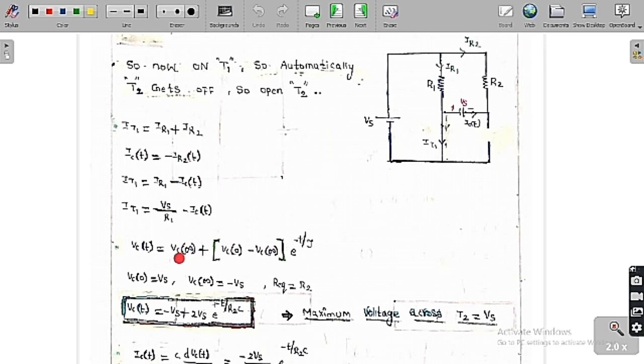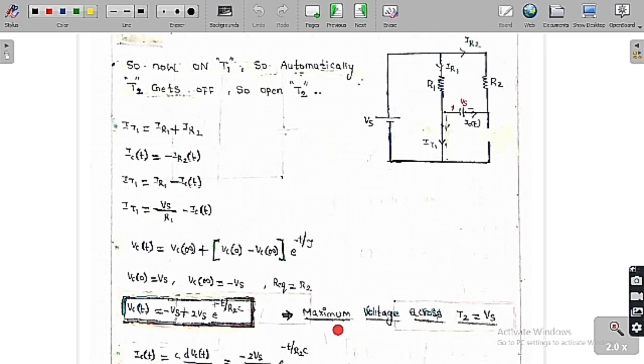So you know the value of Vc of infinity, you know Vc of 0, and you know tau is equal to R equivalent into C equivalent. So tau is equal to R2 into C. If you substitute here, finally we are going to get Vc of t is equal to minus Vs plus 2 Vs into e to the power of minus t by R2C. This is the expression that we are going to get across the capacitor.